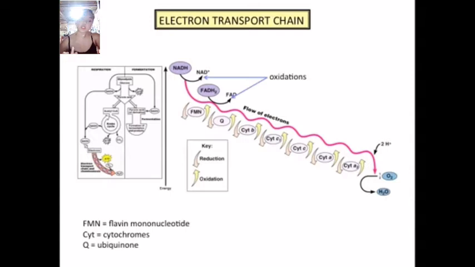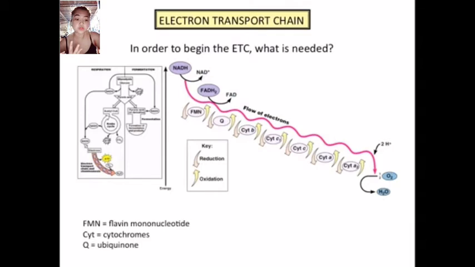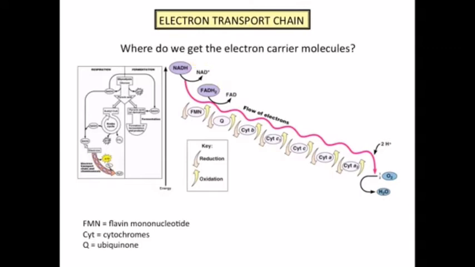Notice that when the electron carriers dump off their electrons at the start of the chain, these are oxidation reactions because the molecules are losing hydrogens and electrons. As a refresher, what is needed to begin the electron transport chain? The electron carrier molecules NADH and FADH2. And where do these molecules come from?